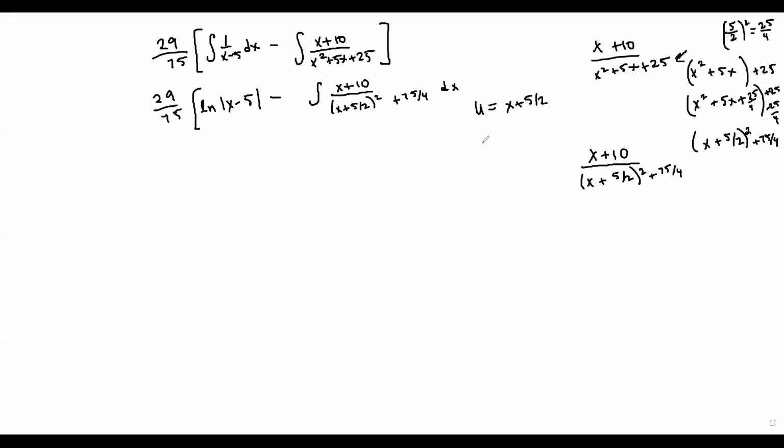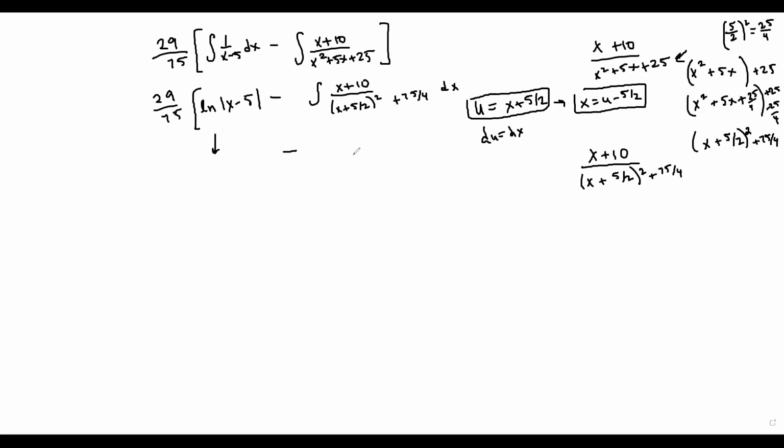So if u equals x plus 5 halves, du equals 1 dx. That's good. But also what's going to come into play is that we need to solve for x. This is a more complicated u sub that does require some effort. So instead of rewriting everything, I'm just going to focus on this integral on the right hand side, and then I'll bring down the 29 times the natural log of x minus 5.